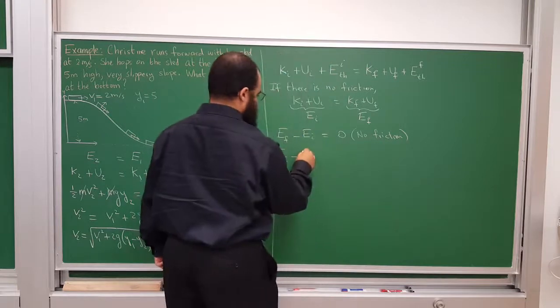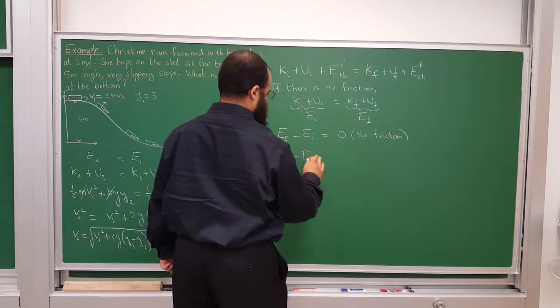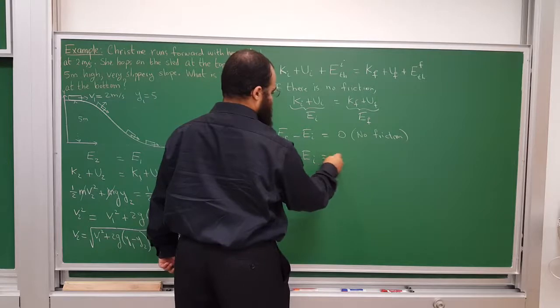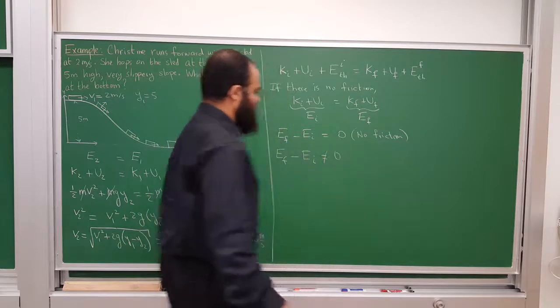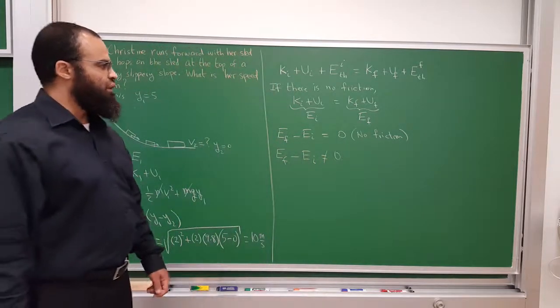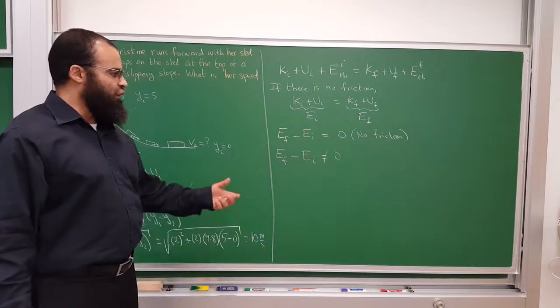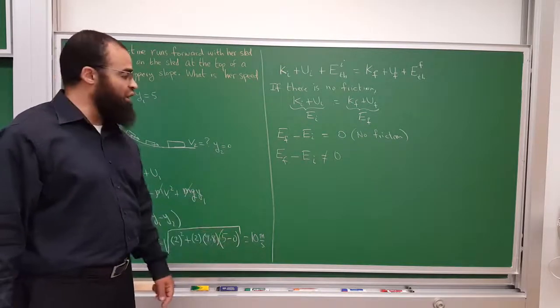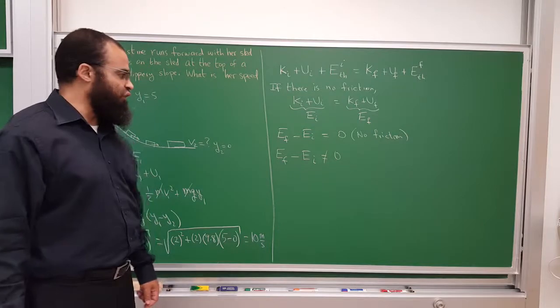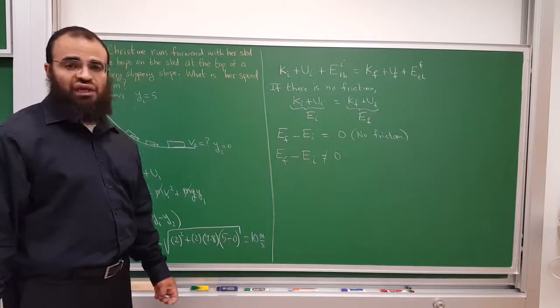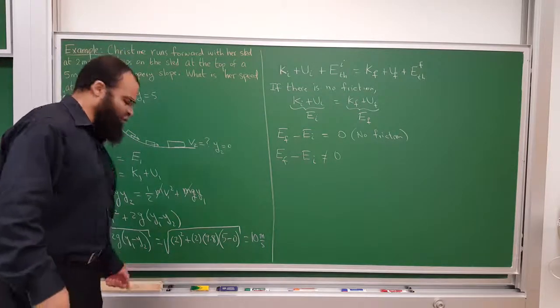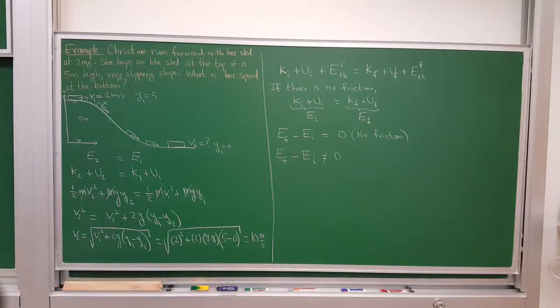If there is friction, then the mechanical energy will not be 0. It will not be 0, right? It will equal the work done by those non-conservative forces that you have involved. So if you have them, then you have to account for them. Let's do an example in that, all right?